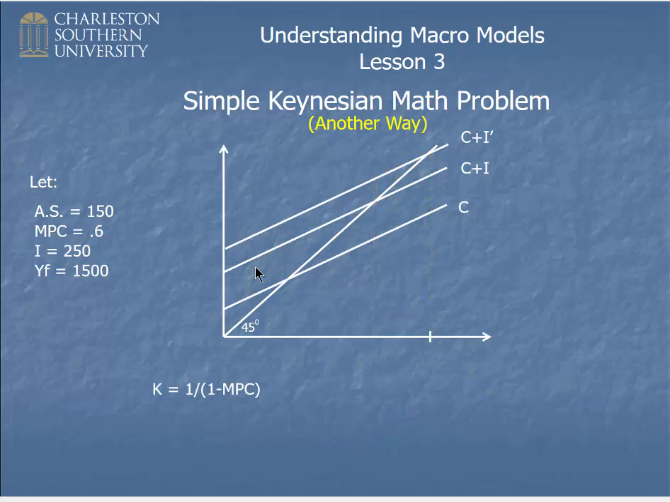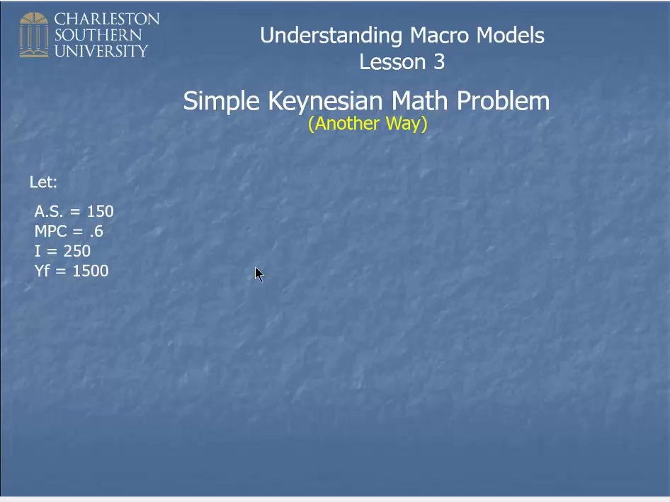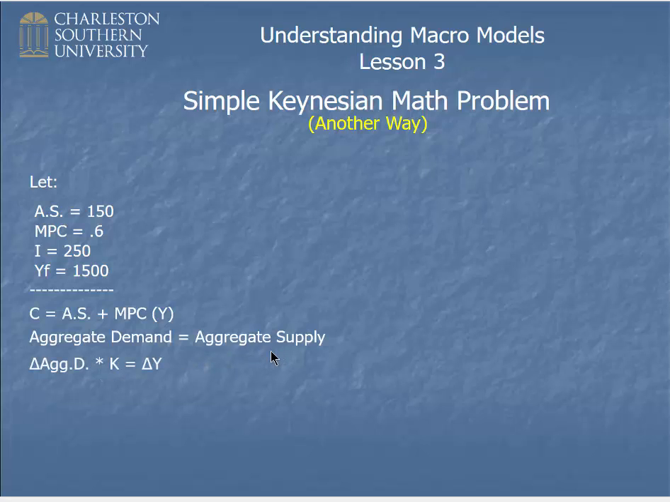So let's clean the screen a little bit. Now let's get some formulas down. So here are the formulas you need. You need the formula for the consumption function, right? You need this statement which describes Keynesian equilibrium, aggregate demand equals aggregate supply. You need this equation, that is the change in aggregate demand times the multiplier gives you the change in income.